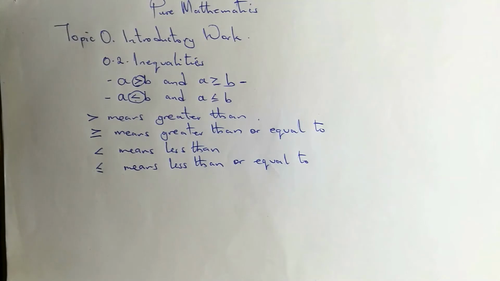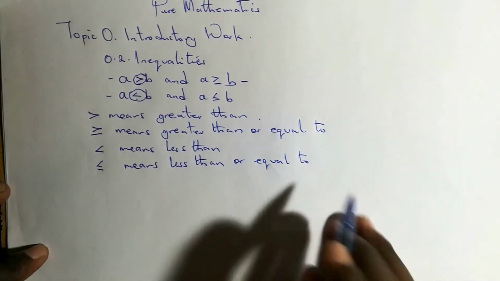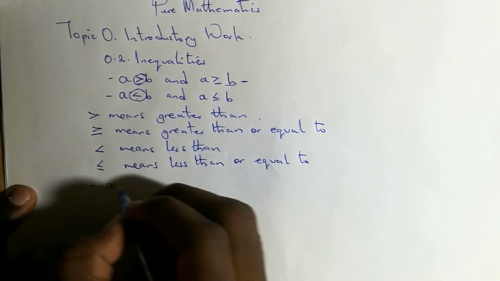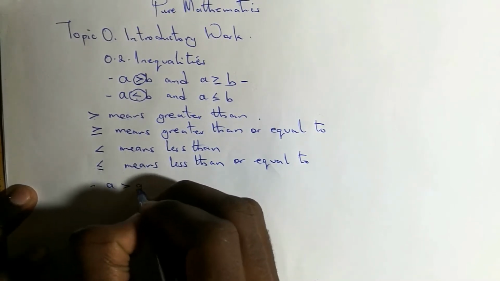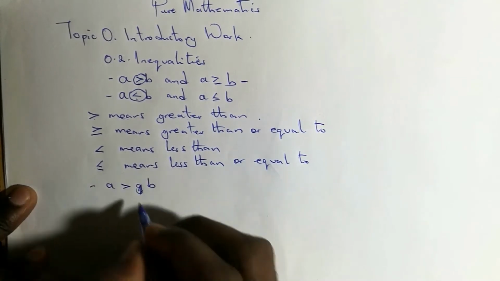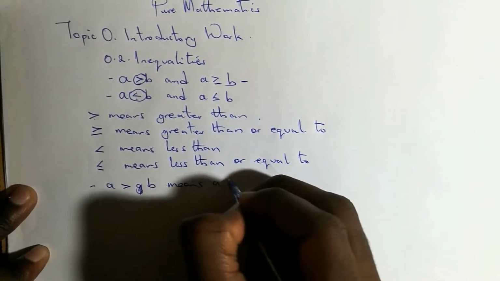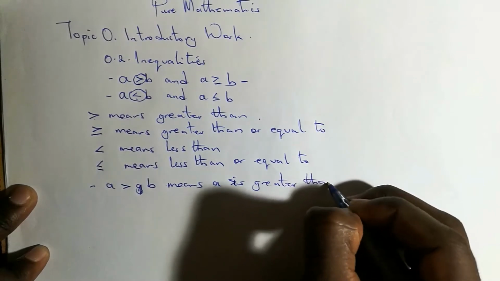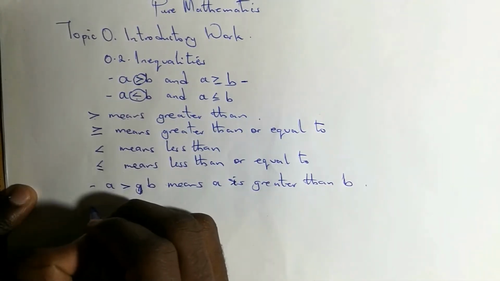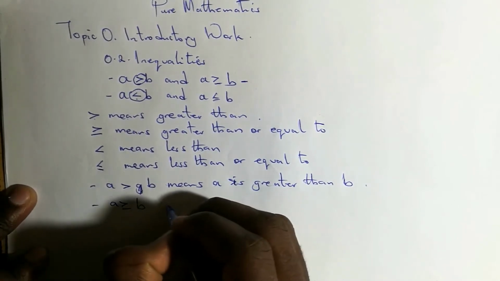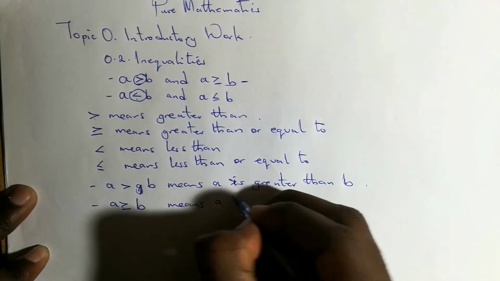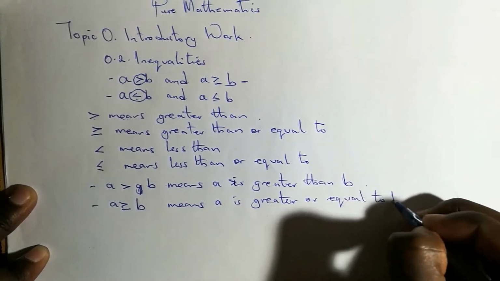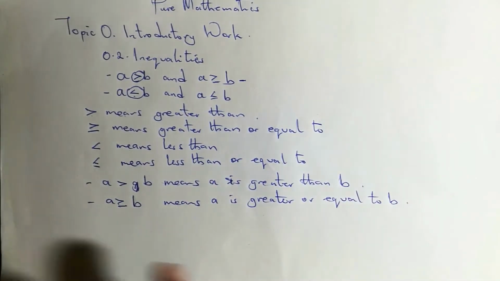A and B are just numbers which would be integers on a number line, and now if we interpret each of those, A with that symbol B means A is greater than B, while that A greater or equal to B, A is greater or equal to B, meaning A can either be bigger than B or equal to B.